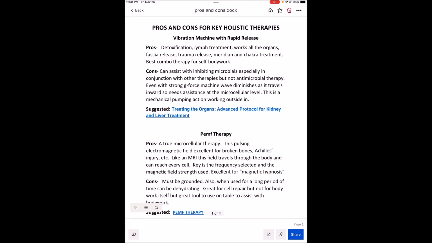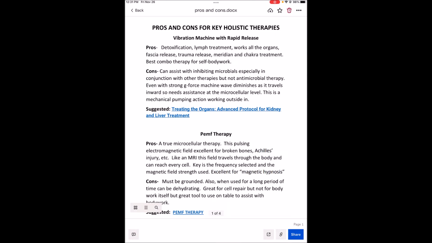The cons is, it can assist with inhibiting microbial, so in terms of the detoxification, but it's not an antimicrobial therapy. To some degree on the vibration machine, you can create a Rife-like process, and it will inhibit microbes, but it will not knock them out. So you need different therapies for the straight on, what I call the direct kill.